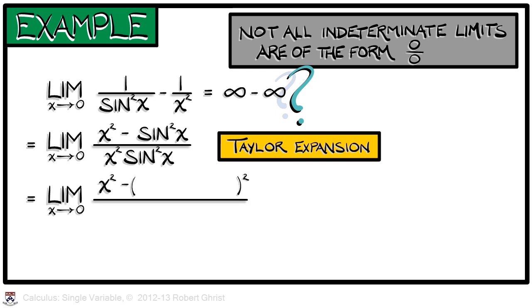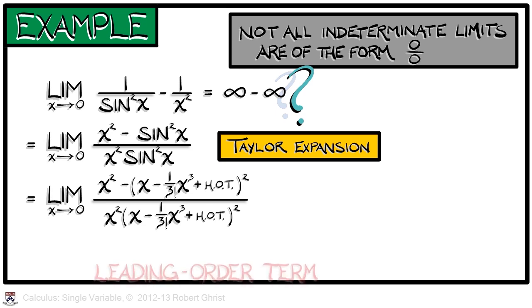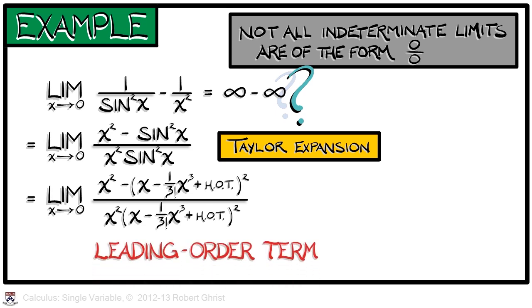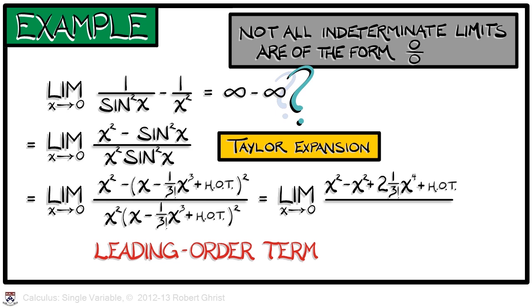If we Taylor expand, well, the only thing we need to worry about is sine squared of x, which is the Taylor series for sine of x, quantity squared. What we really want to do is compute the leading order term. So we're going to have a little bit of algebra to do. When we square x minus x cubed over 3 factorial plus higher order terms, what do we get? The first term is x squared. The second term is 2 times x cubed over 3 factorial. Now, what do we note here?